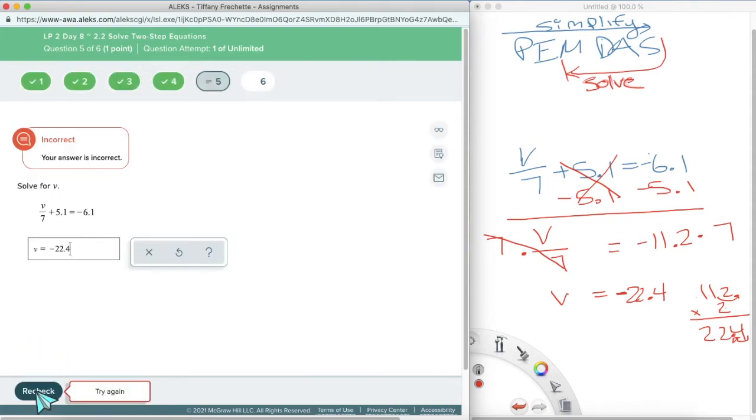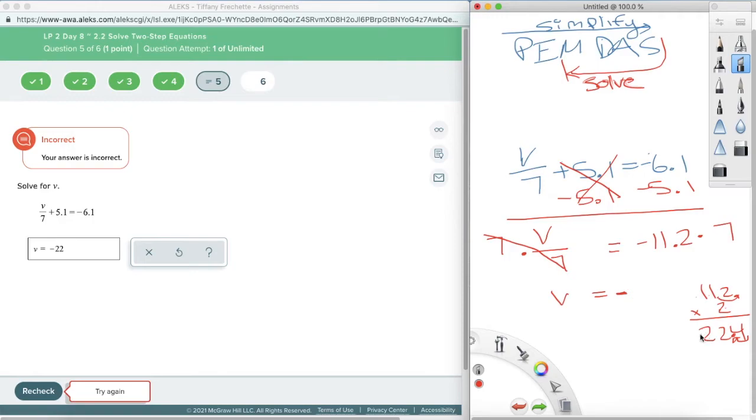Uh-oh. I went wrong somewhere. Let's see, what did I do? Oh, why was I multiplying by 2? Silly me, I was supposed to be multiplying by 7. That was silly. It should have been 11.2, 11 times 7. I don't know why I wrote a 2 down there. I'm not even thinking about it there.